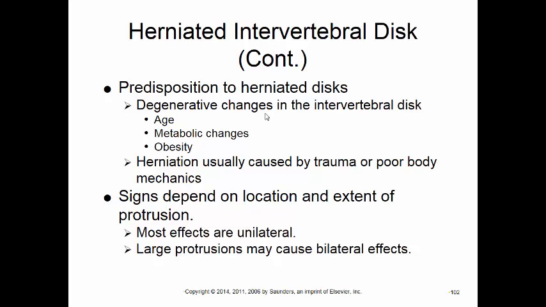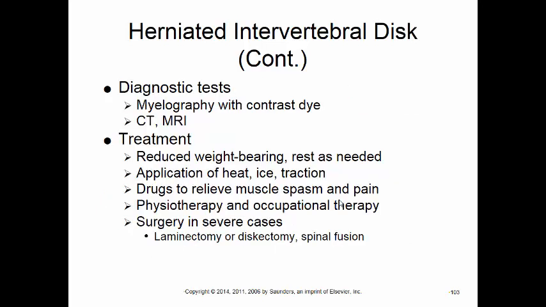The signs depend on the location and extent of the protrusion. Most effects are unilateral, meaning that if it bulges on the left side, it affects the left leg and the left calf. If it bulges on the right, it affects the right leg. But large protrusions can affect both sides bilaterally. The diagnostic tests include myelography with contrast dye, CT, and MRIs.